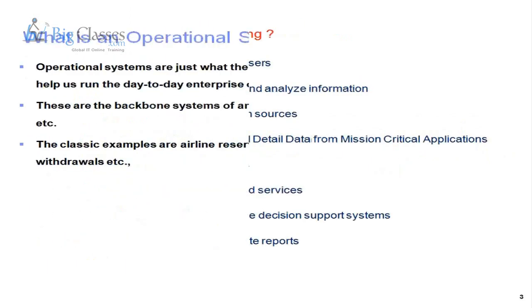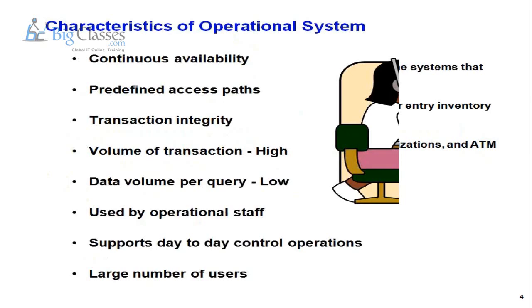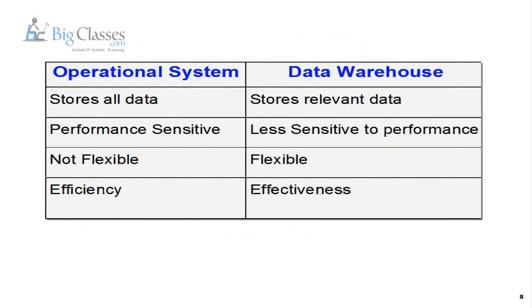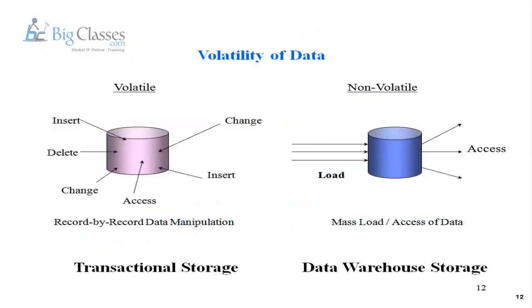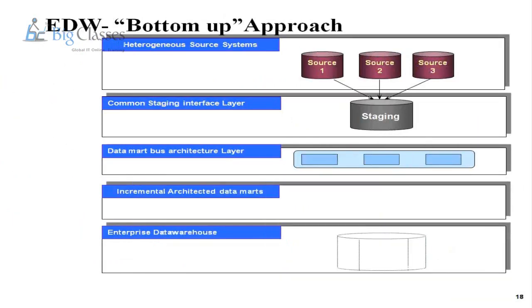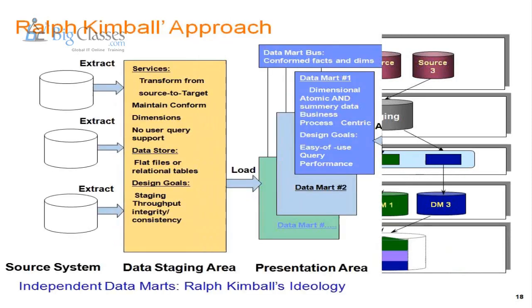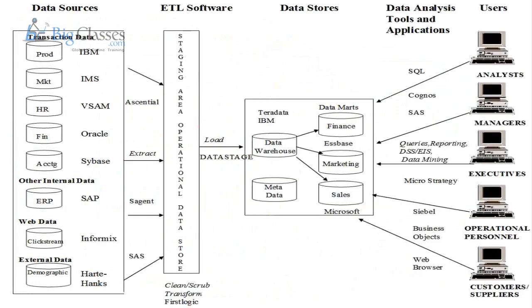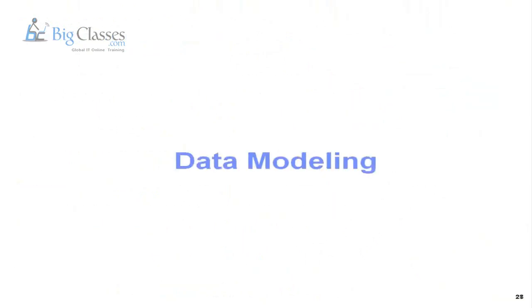We are going to start with what an operational system is, what the characteristics of operational systems in business are, and what the meaning of data warehouse is. What is the difference between OLTP versus OLAP? We will also cover how we are going to implement a data warehouse, the different approaches we can follow, like the top down approach and the bottom up approach, and the data warehousing architecture we are going to follow. All these we will be discussing as part of our fundamentals.